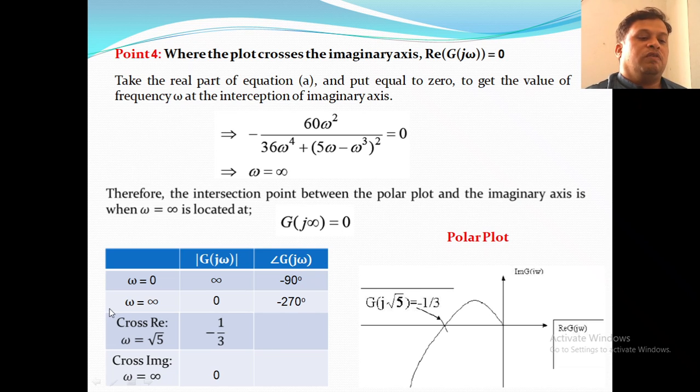Now, the cross of the real part is at omega equal to root 5, and G(jω) is minus 1 by 3. You got minus 1 by 3 as the value of G(j root 5). So, that minus 1 by 3 can be plotted on the real axis, and that real axis graph is shown in this way, where the point minus 1 by 3 is mentioned. Okay.